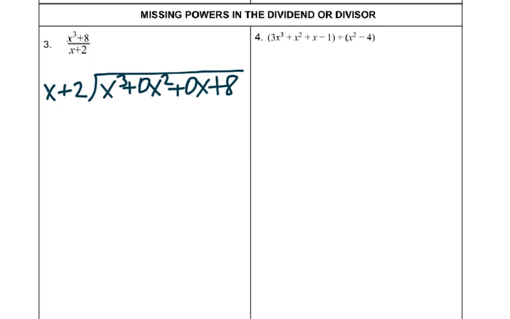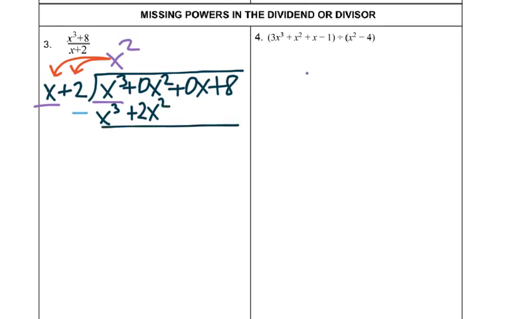If you need to take a moment, pause the video, work out this example on your own. When you're ready, unpause to check your work. I'm going to continue, so I'm going to divide x to the power of 3 by x. My answer is x squared. Multiply back, which gives me x to the power of 3 plus 2x squared.